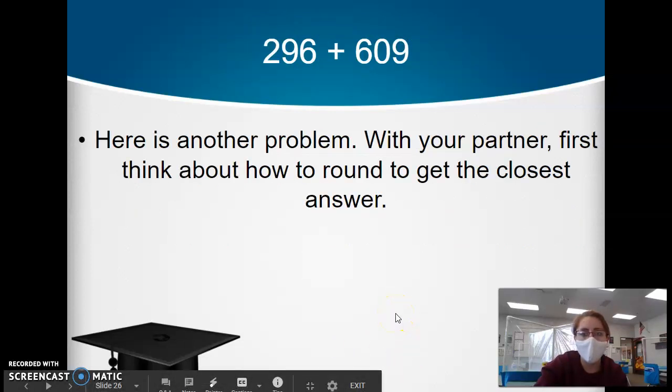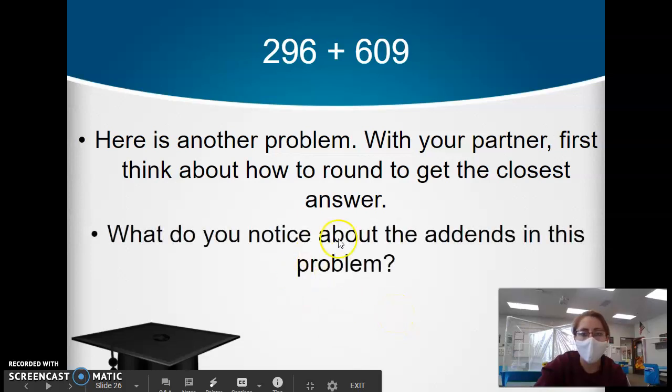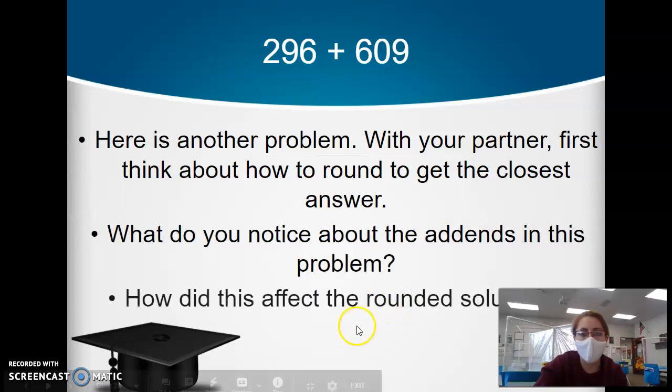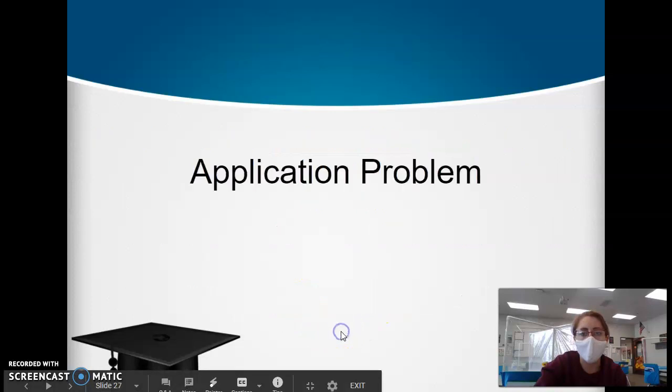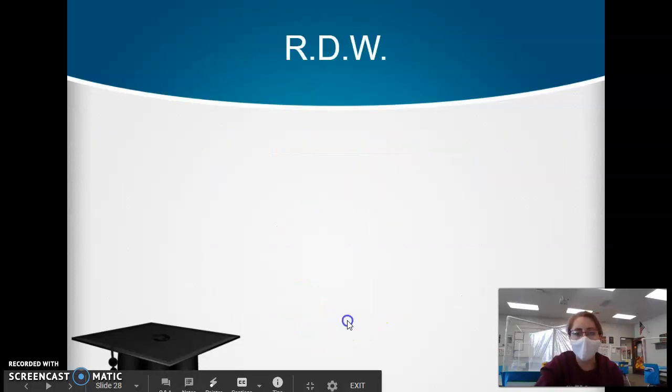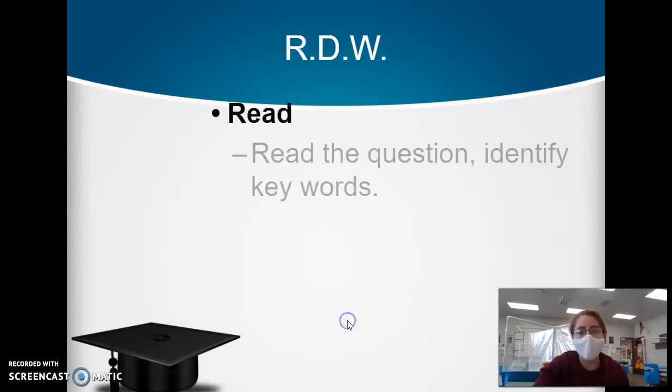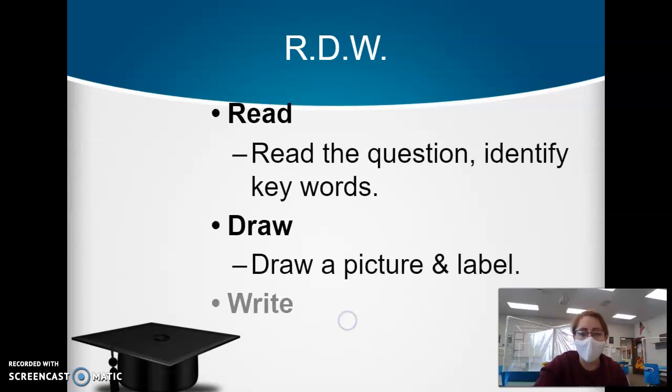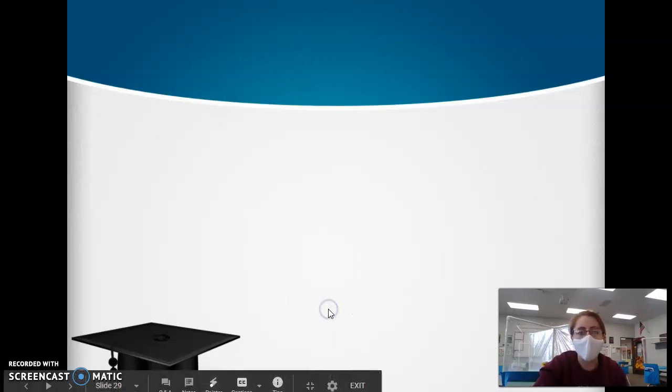All right, round to get the closest answer. This time round to tens. And then move on. All right, let's talk about our read, draw, and write. This is about word problems.